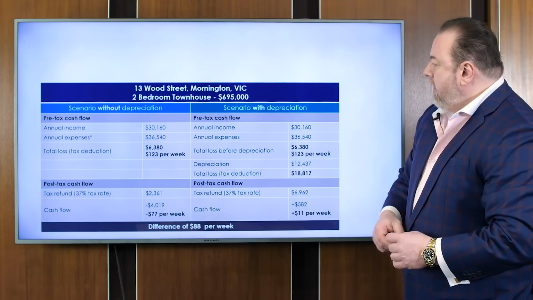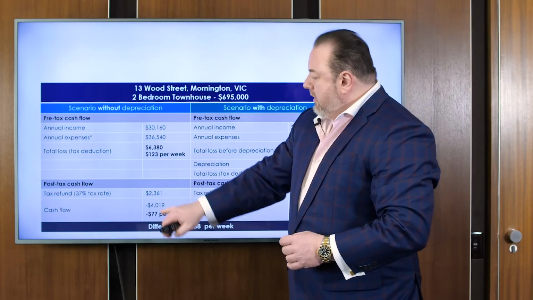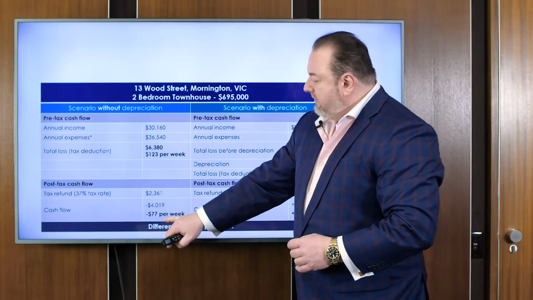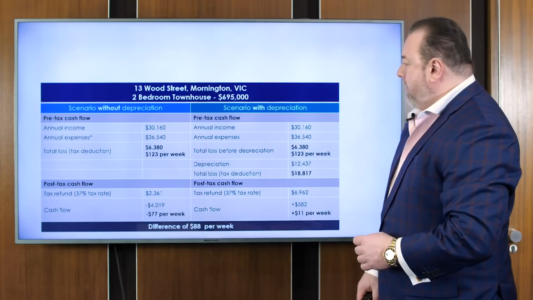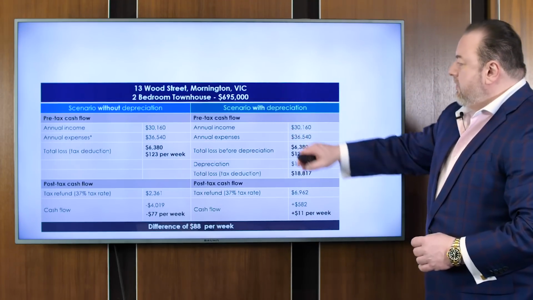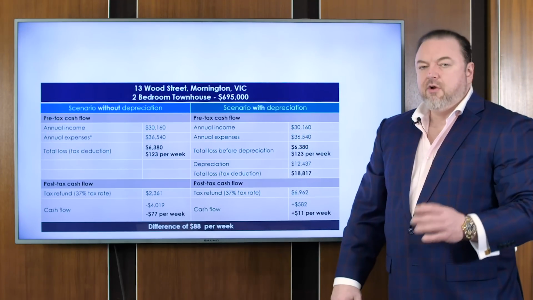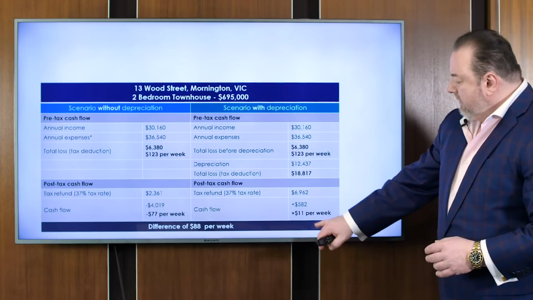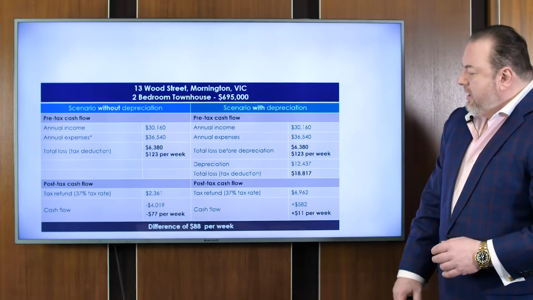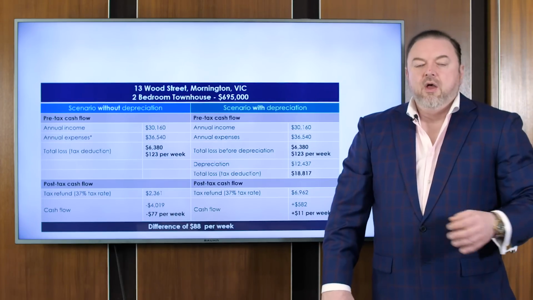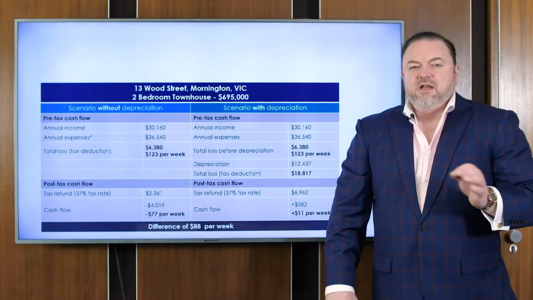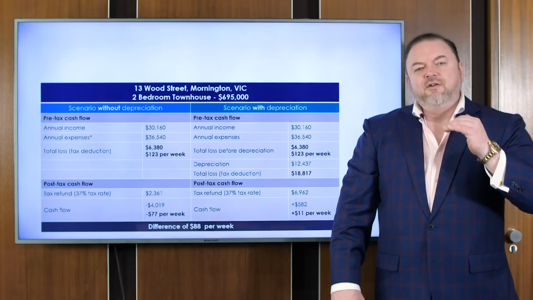If you didn't have a depreciation, the property will be negative by $77 per week based on average income. With the depreciation schedule, which means you get to claim depreciation on the building and fixtures and fittings, it's cash flow positive by $11 a week. Now, you might think $11 a week is not a big deal. It's not a big deal in terms of money. You're not going to get rich off $11 a week. But remember, this is only 1 year.